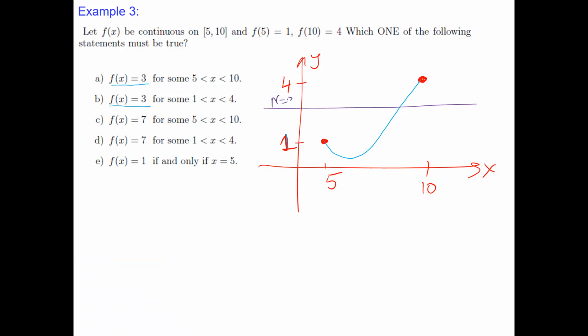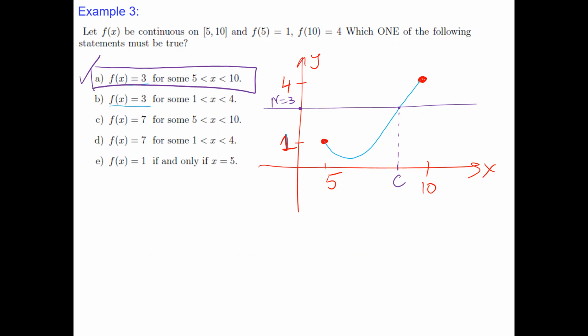This is n equals 3, and the corresponding x is, of course, placed between 5 and 10. This looks like the intermediate value theorem because 3 is a value between 1 and 4, and the corresponding x falls between 5 and 10. Yeah, that's definitely true, but let's eliminate the other ones.